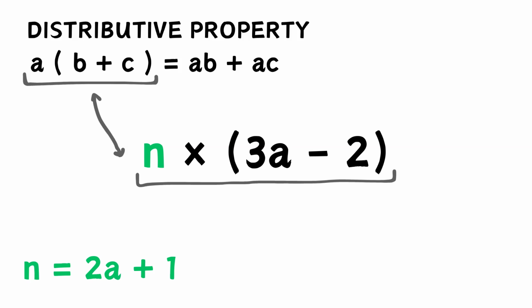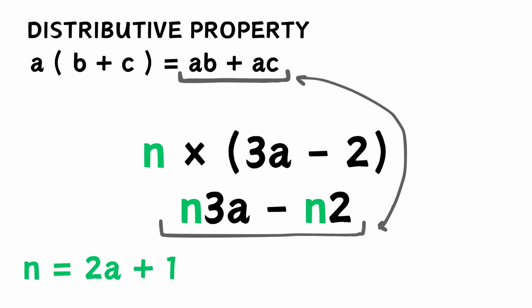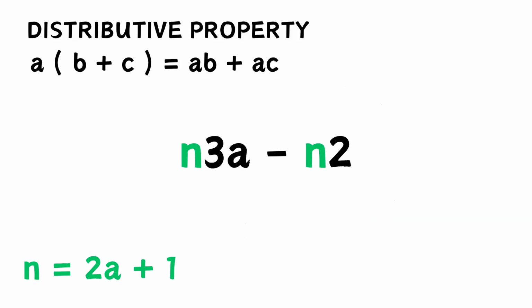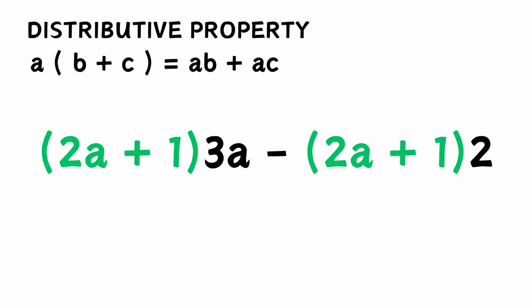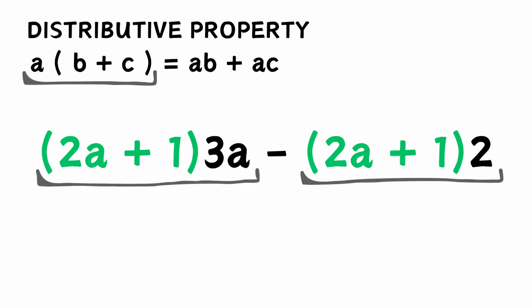Applying the distributive property, we can rewrite this as n times 3a minus n times 2. Now, let's substitute in our value for n, which is 2a plus 1. This gives us this expression. And do you see what we can do here? That's right, we can use the distributive property again.